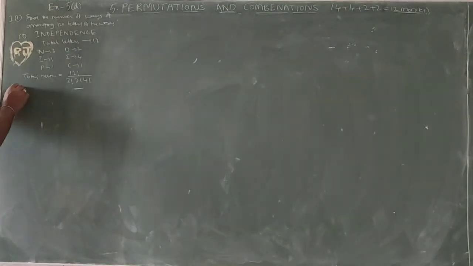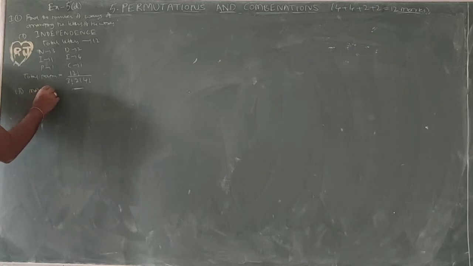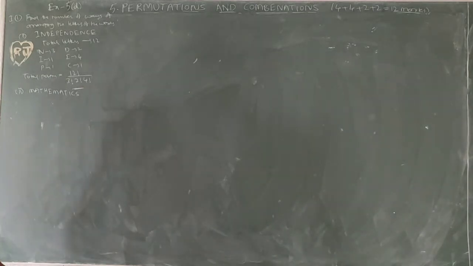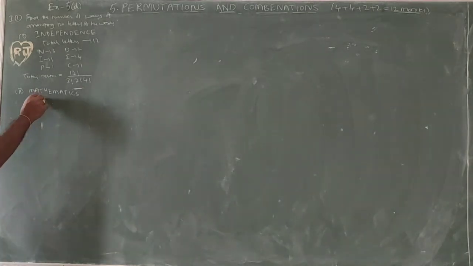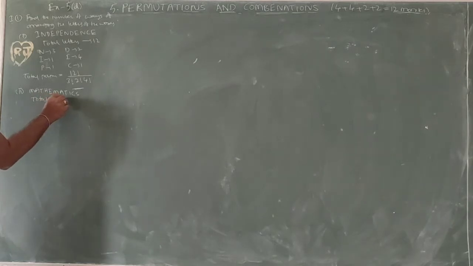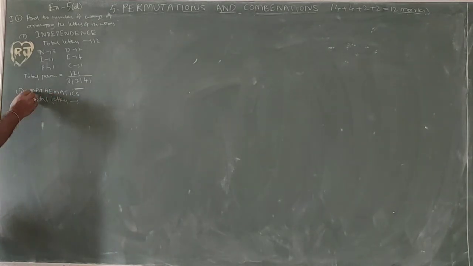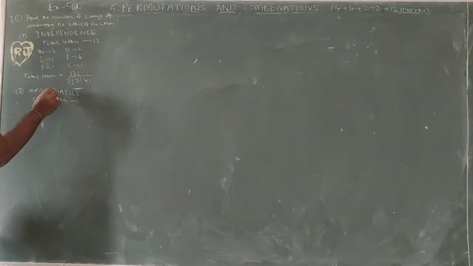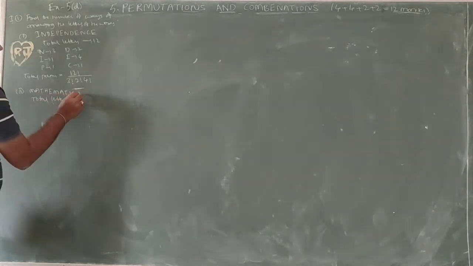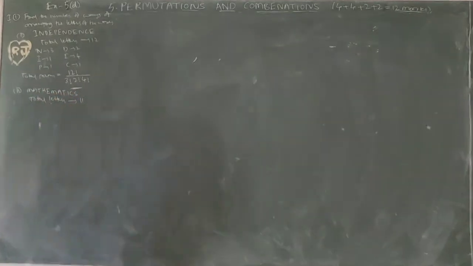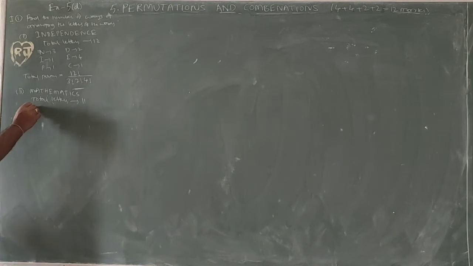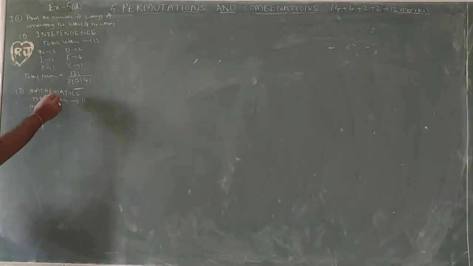Next, the second one is mathematics. So this is the word mathematics. Total letters: 1, 2, 3, 4, 5, 6, 7, 8, 9, 10, 11. So 11 letters. Out of 11 letters, first I am taking M, 2 times.